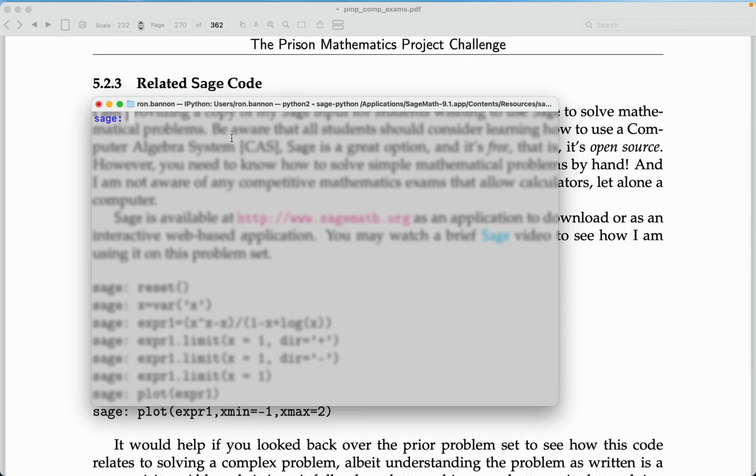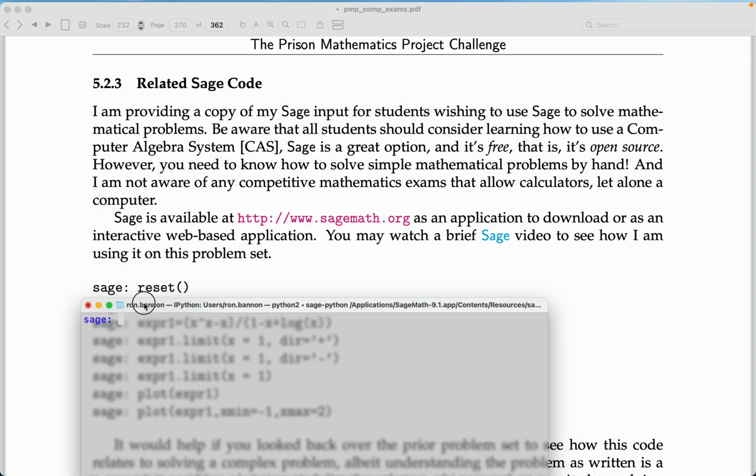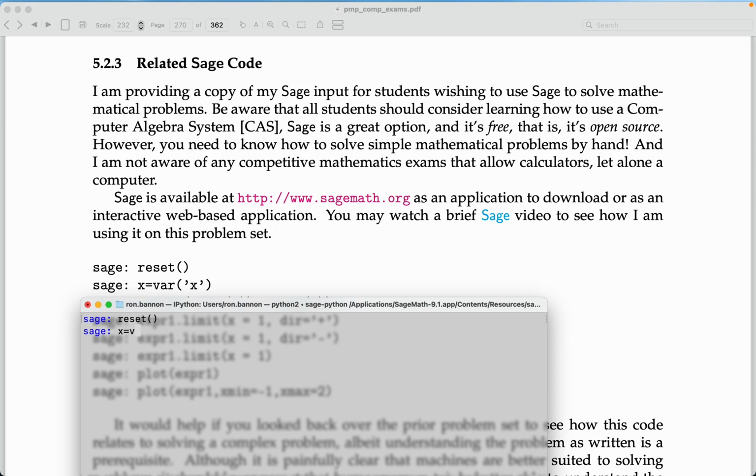All right, we're in section 5.2.3, related Sage code. Let's take a look at it. I'm going to type in the commands, reset. And the next one is going to be x is a variable. You could probably do this in your sleep by now.